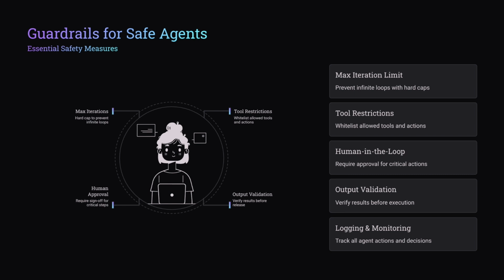Human approval, especially for external actions. Output validation, check the result before release. Logging and monitoring, trace everything. Example: if the agent can send emails, the default should be draft only. Sending requires approval. Tip: the safest agent is the one with the fewest permissions needed to do the job.